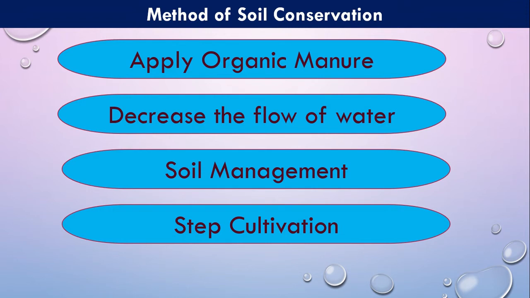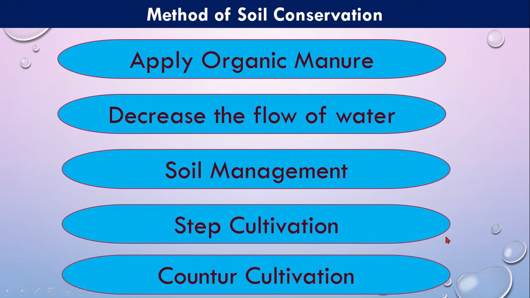Sometimes you can observe in the hill tracts area tribal people make these steps on the hill. That time the water or air do not go down very quickly. That is why surface soil does not go down as well. So soil can be conserved in that way as well.